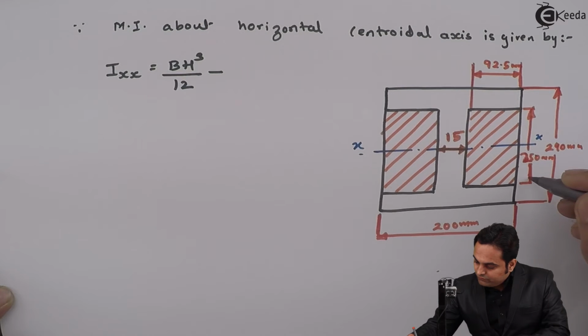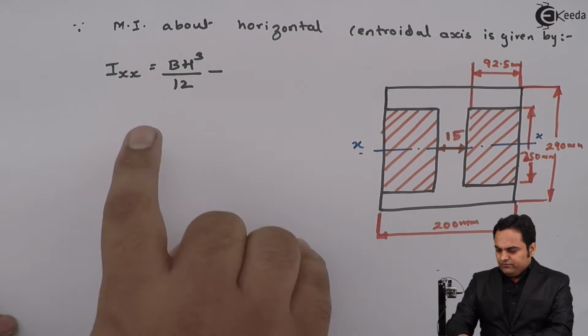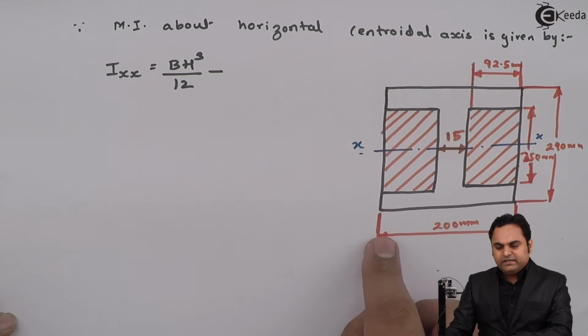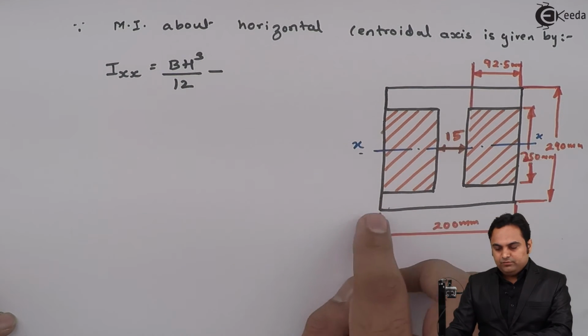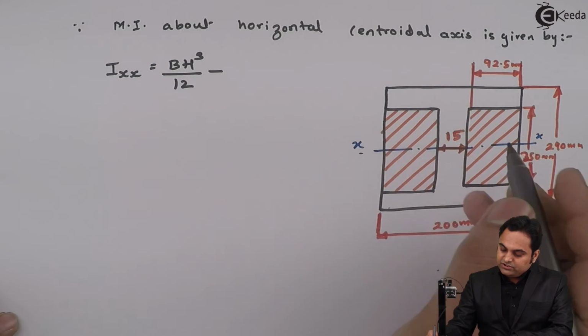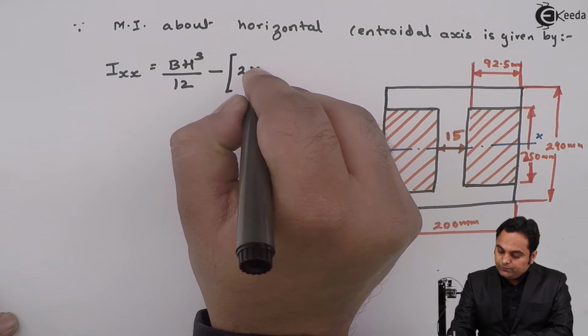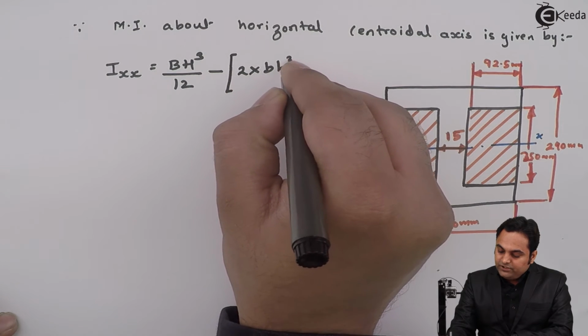is the height of web. Now I am going to subtract from this complete rectangle moment of inertia formula, that is BH cube by 12, minus, here we have two such rectangles, so it is 2 into, I'll write it as small bh cube by 12.